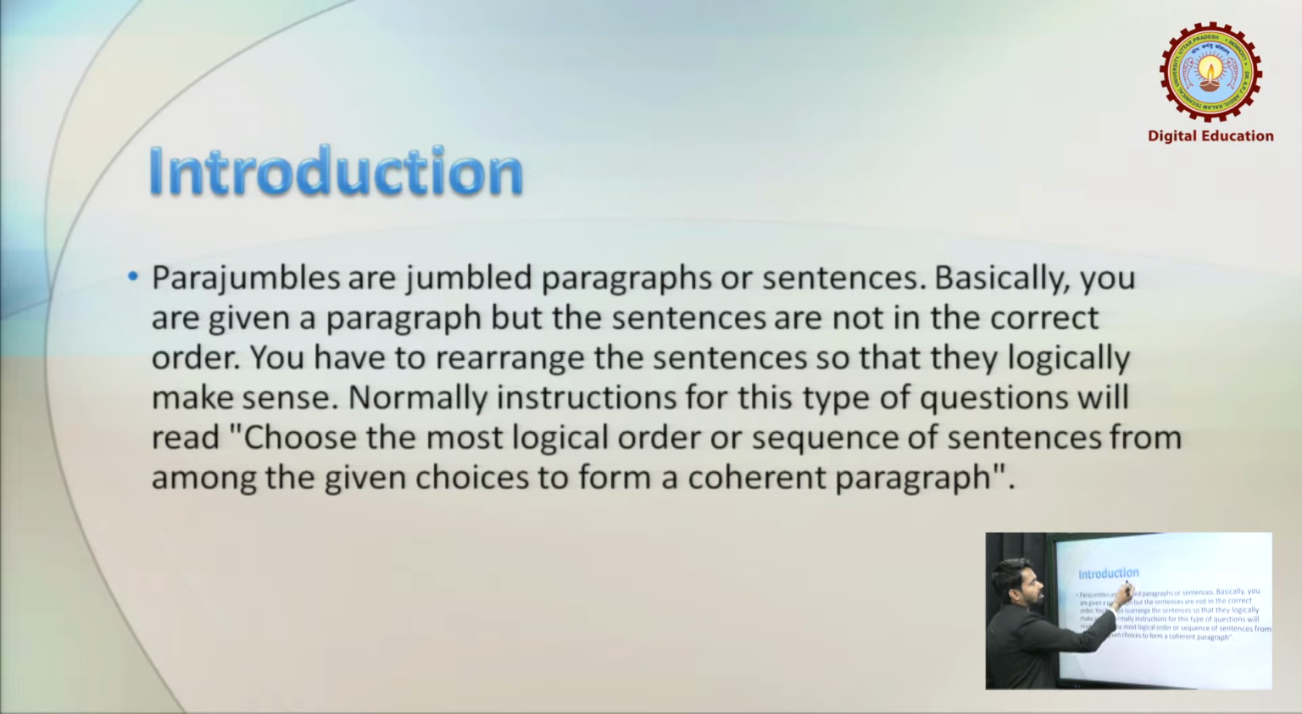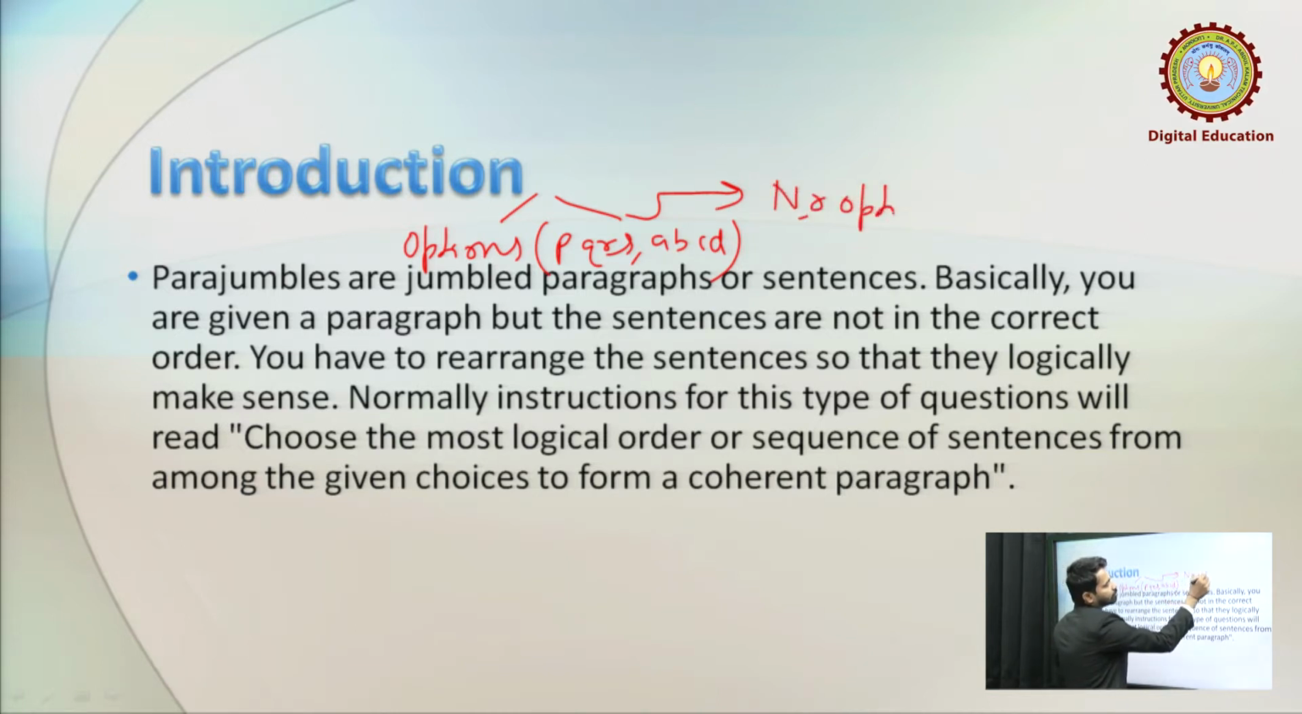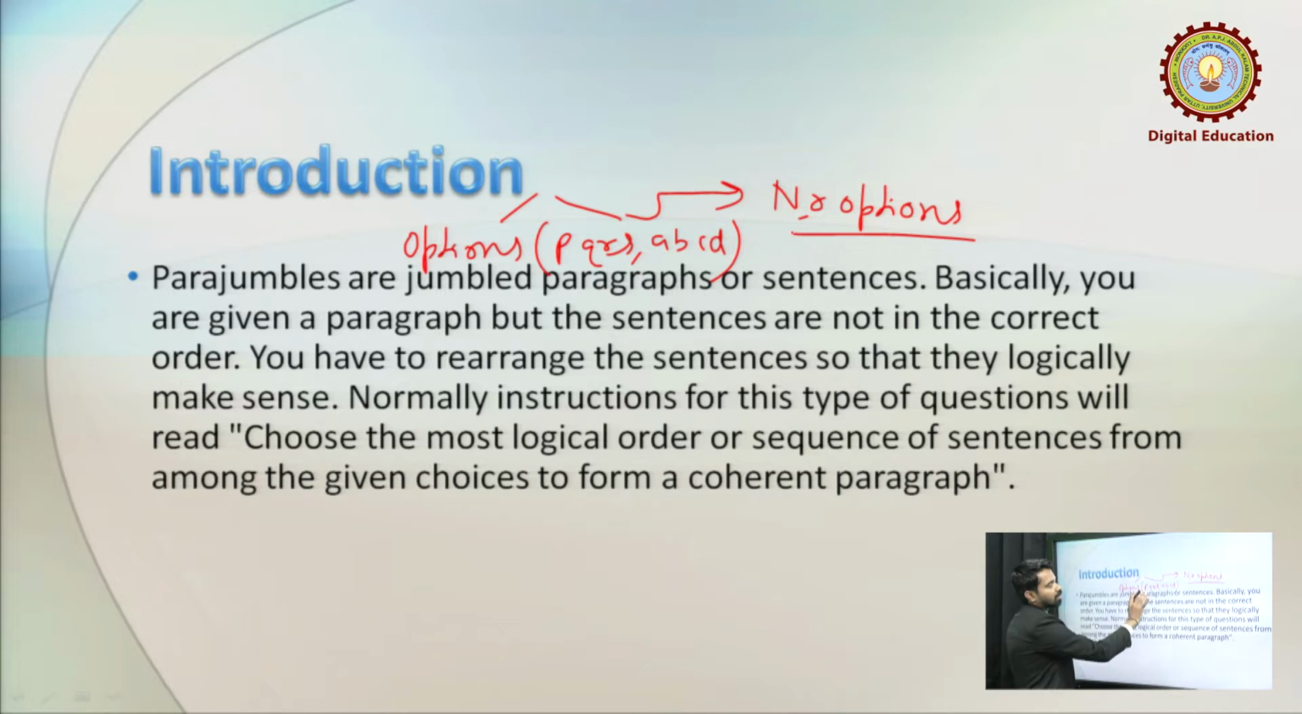Generally, parajumbles are of two types. When you have options given like PQRS, ABCD, and the second one is when you don't have any option. When you have options like PQRS, ABCD, this is much easier to solve, and when you don't have any option, you will have to arrange those sentences, and after rearrangement you will have to say what is the first sentence, second sentence, third, and so on.